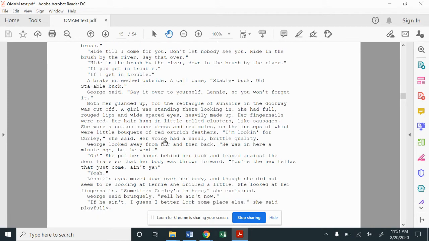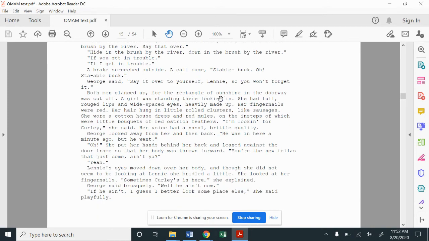Both men glanced up. Okay, here we go. "Both men glanced up, for a rectangle of sunshine in the doorway was cut off. A girl was standing there looking in. She had full rouged lips and wide-spaced eyes, heavily made up." So she's got on a lot of makeup. "Her fingernails were red. Her hair hung in little rolled clusters like sausages. She wore a cotton house dress and red mules, on the insteps of which were little bouquets of red ostrich feathers. 'I'm looking for Curly,' she said. Her voice was a nasal, brittle quality."